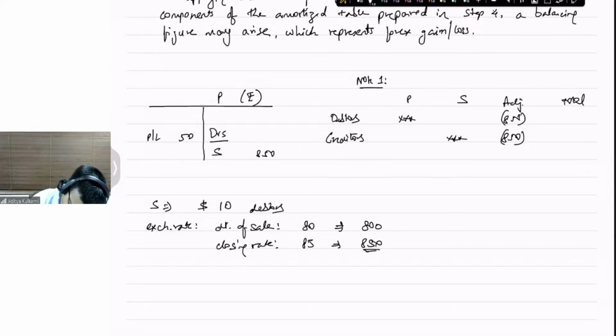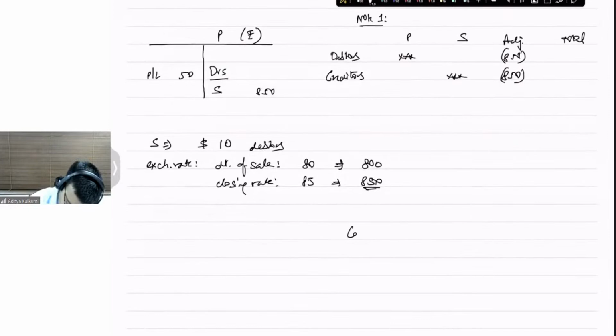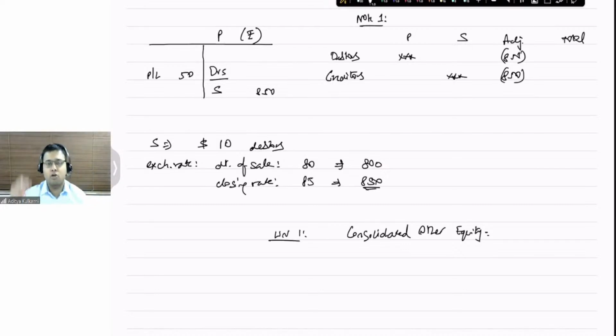But when I come to the consolidated reserves, consolidated other equity, sir, which other equity is this? This is working note 1 which I used to prepare. Note 1 was assets and liabilities. Note 2 used to be your equity share capital. Note 3 used to be your other equity. Below note 3, we used to have working note 1, consolidated other equity.